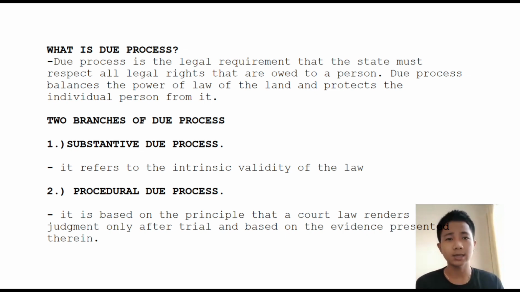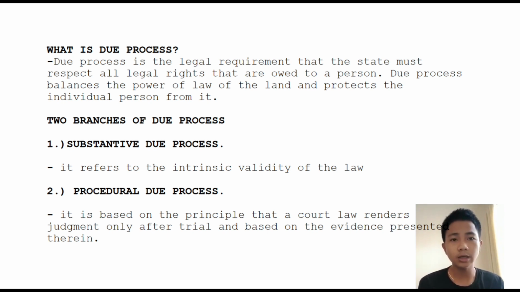What is due process? Due process is a legal requirement that the state must respect all legal rights that are owed to a person. Due process balances the power of the law of the land and protects the individual person from it. Two branches of due process. There are two branches of due process. First is substantive due process and second is procedural due process.